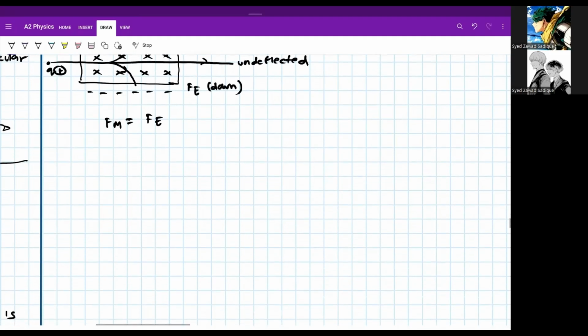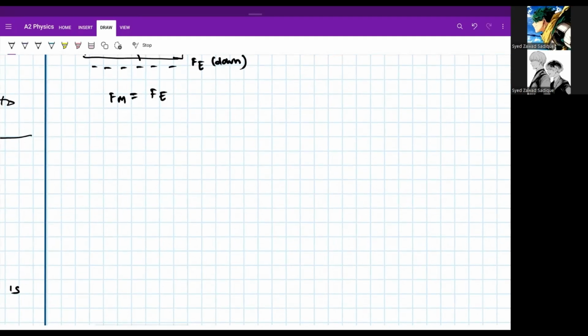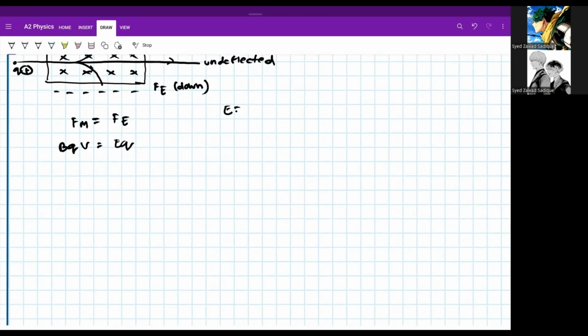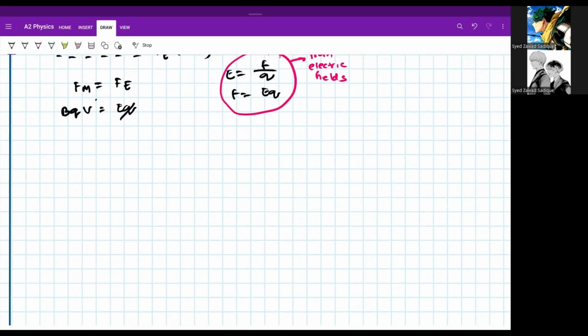Now to find the velocity of this particle, what is the magnetic force? We just learned the magnetic force on a charged particle is BQV, and the electric force on a particle is EQ. From electric fields, we know that electric field is force per unit charge, so force is equal to EQ. This should be from your previous knowledge of electric fields. So Q cancels out. E equals BV, V equals E by B.